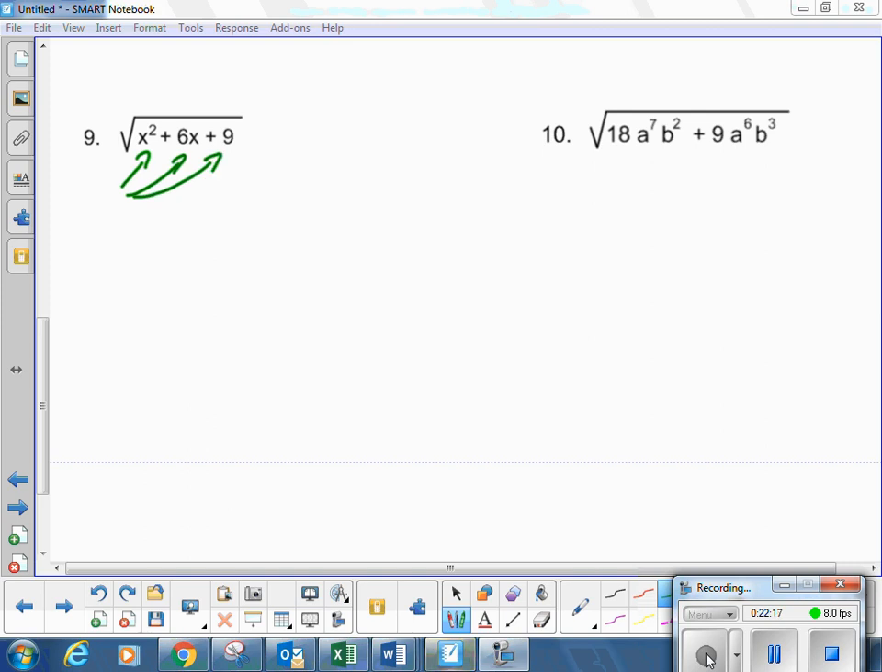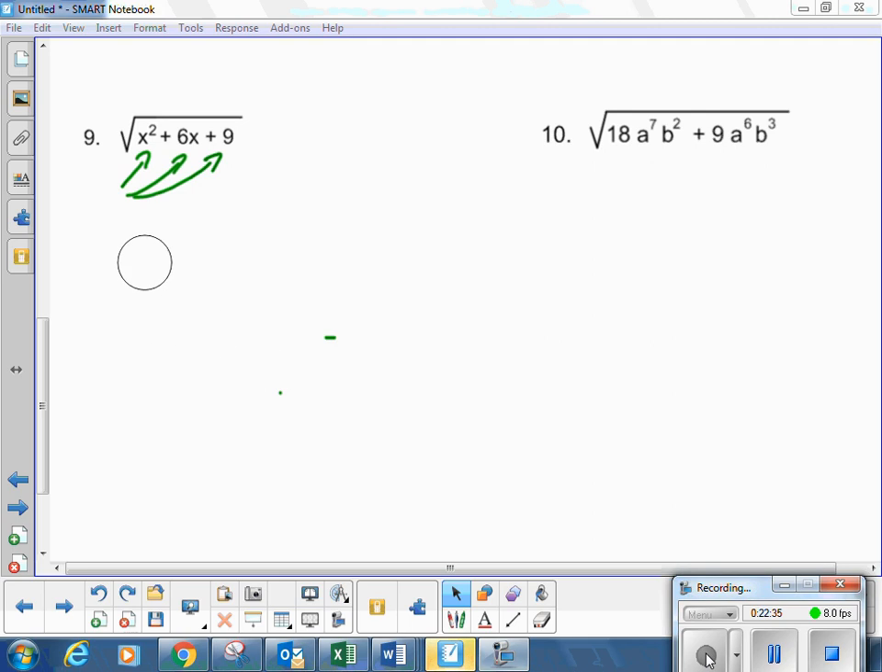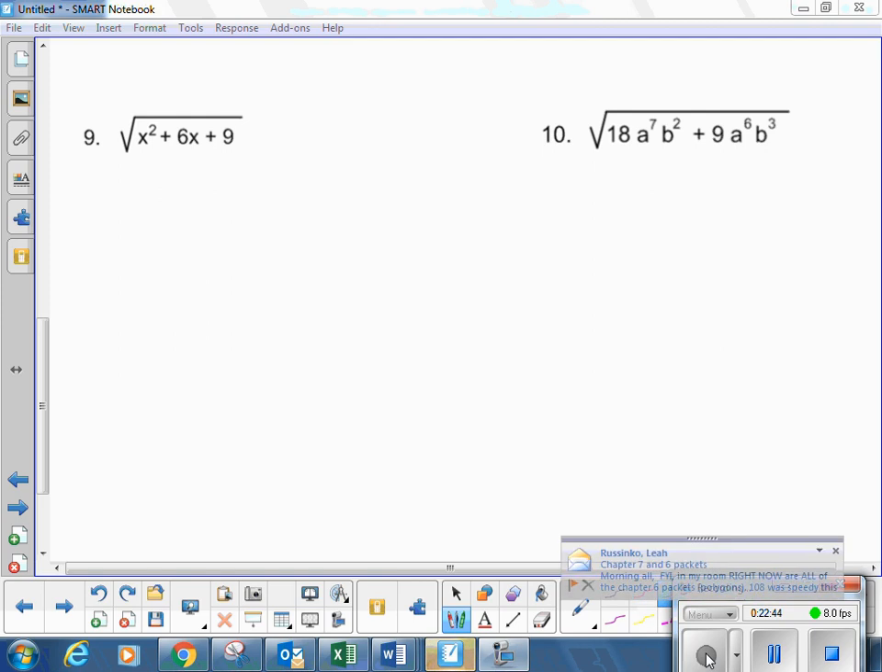If it had said something like 9x squared, for example, then yes, you can do the square root of 9 and the square root of x squared, and you can treat them separately. But that's because the 9 and the x squared were multiplied to each other. In the case that we're actually dealing with, that's not what's happening. The three terms are added to each other, so I cannot separate them into three separate radicals. You can only break this into two separate radicals if you have two things that are multiplied to each other.